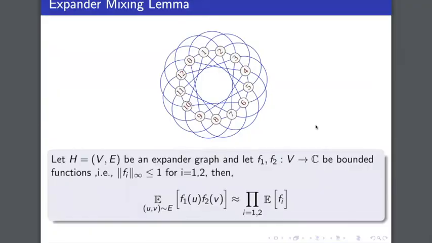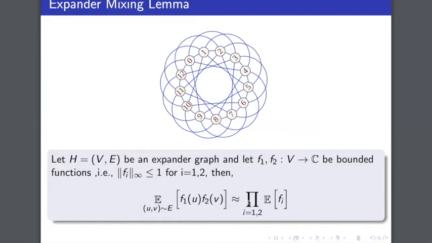We'll start with a very popular result in theoretical computer science, which is called the expander mixing lemma. The lemma says if H is an expander graph on the vertex set V and the edge set E, and we take two functions f1 and f2 from the vertices to the complex numbers, both of them bounded functions, then these two expressions are approximately equal to each other.